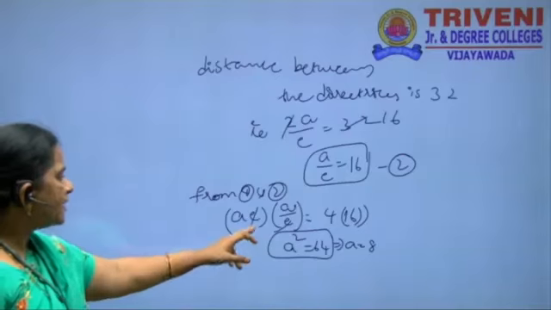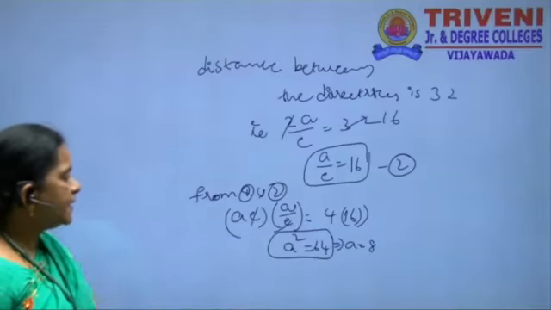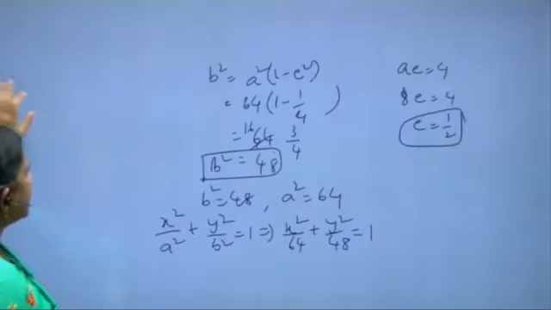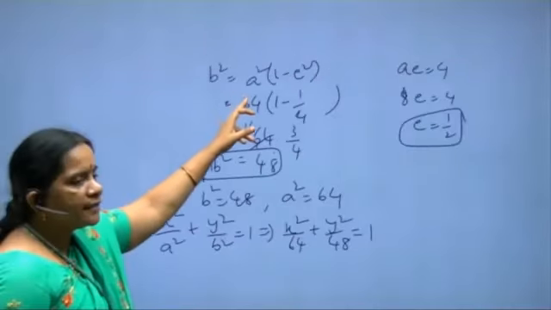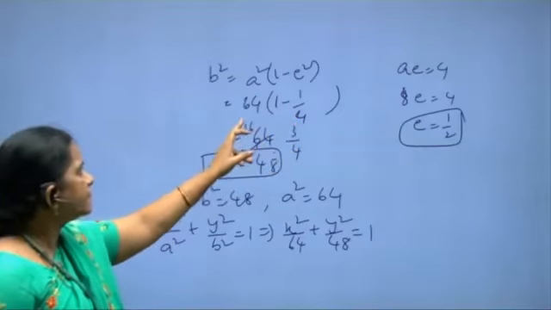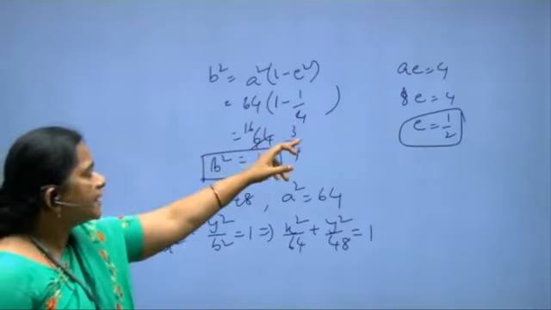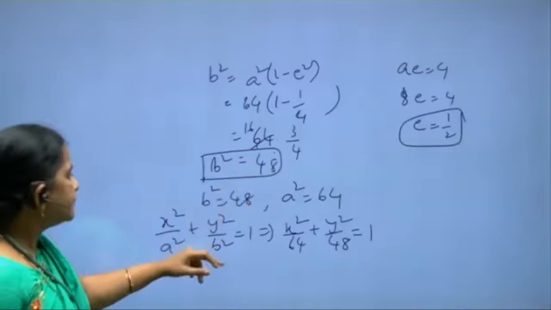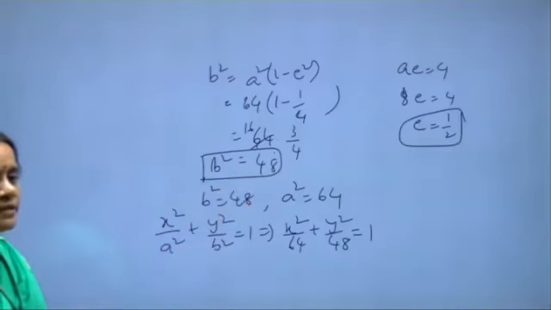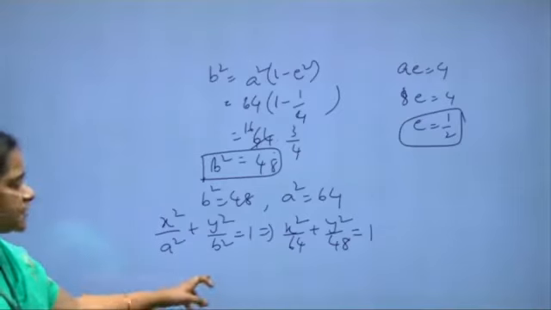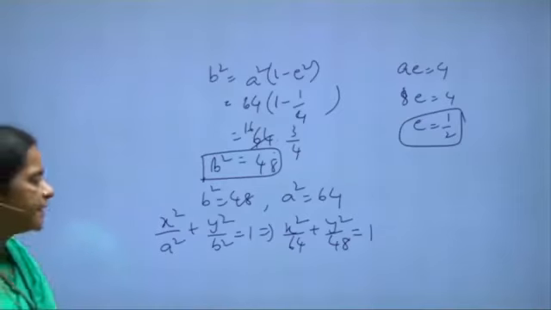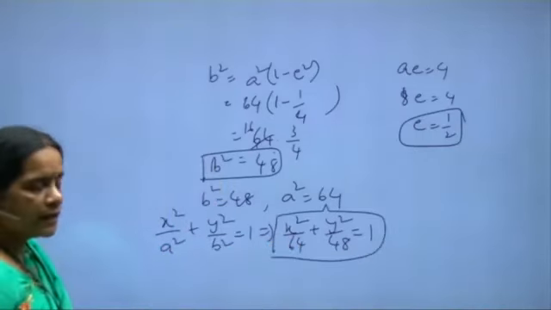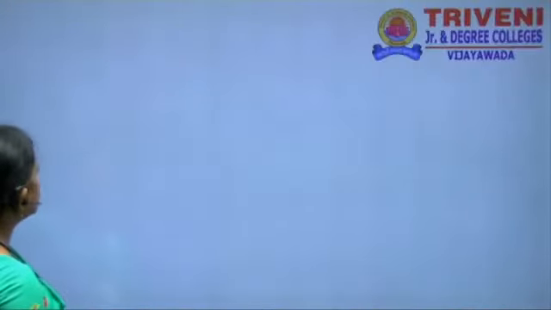Then substitute the values of ae and a by e, and we get the value of a is 8. Then b square is equal to a square into 1 minus e square, that is 64 into 1 minus 1 by 4. Then the value of b square is 48. Then substitute a square is equal to 64, b square is equal to 48 in the standard form. This is the standard form of the ellipse. Okay, and then we are going to the next problem.